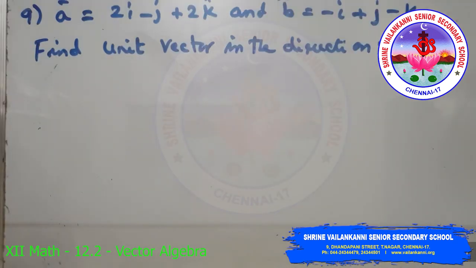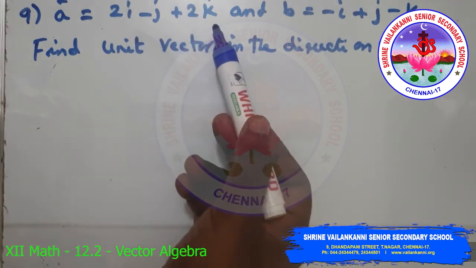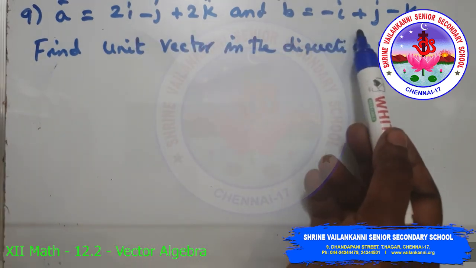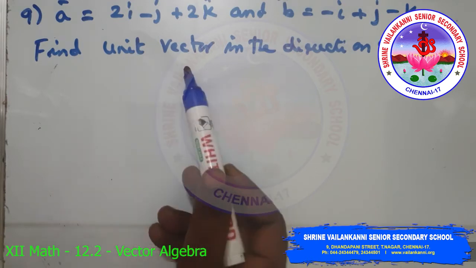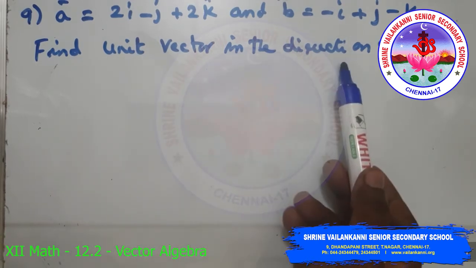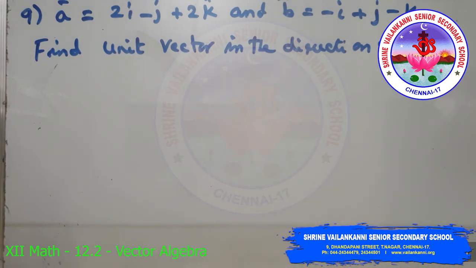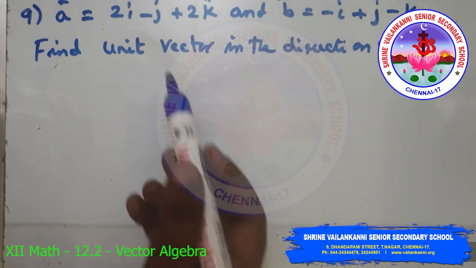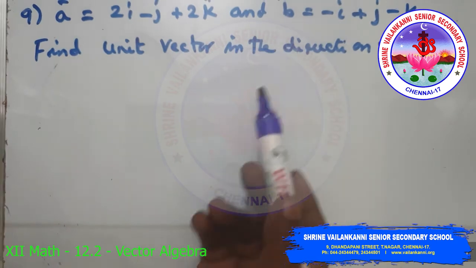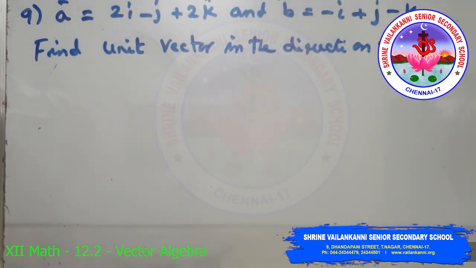Ninth question. For given vectors a equal to 2i minus j plus 2k and b equal to minus i plus j minus k, find the unit vector in the direction of the vector a plus b. So we have to find the unit vector in the direction of a plus b. So we have to add a plus b. Unit vector in the direction of a plus b is a plus b by magnitude of a plus b.